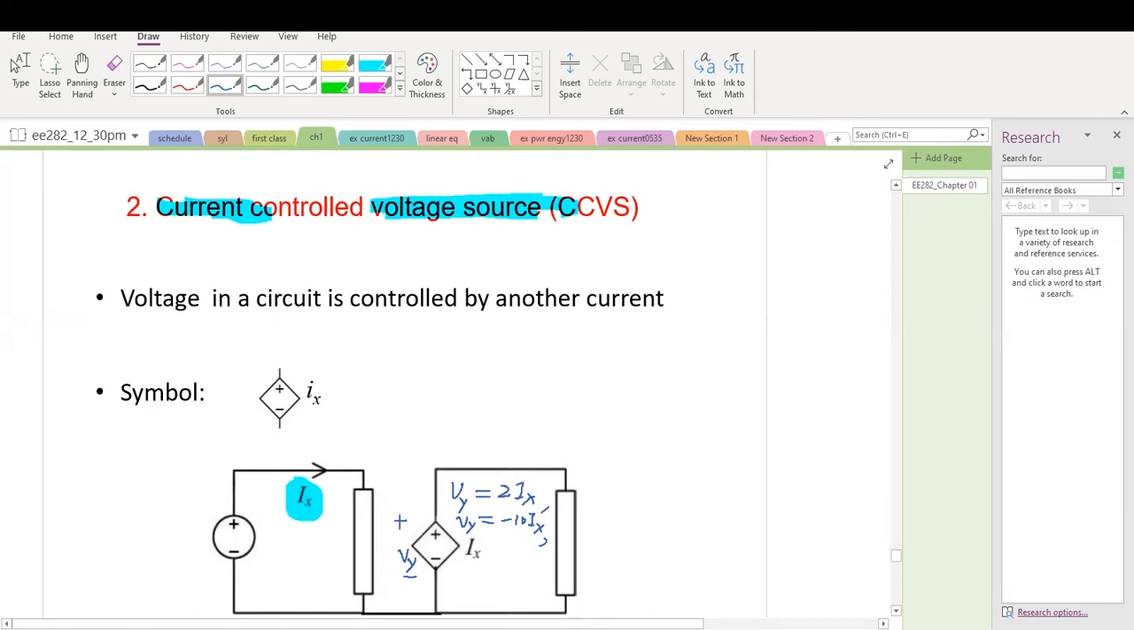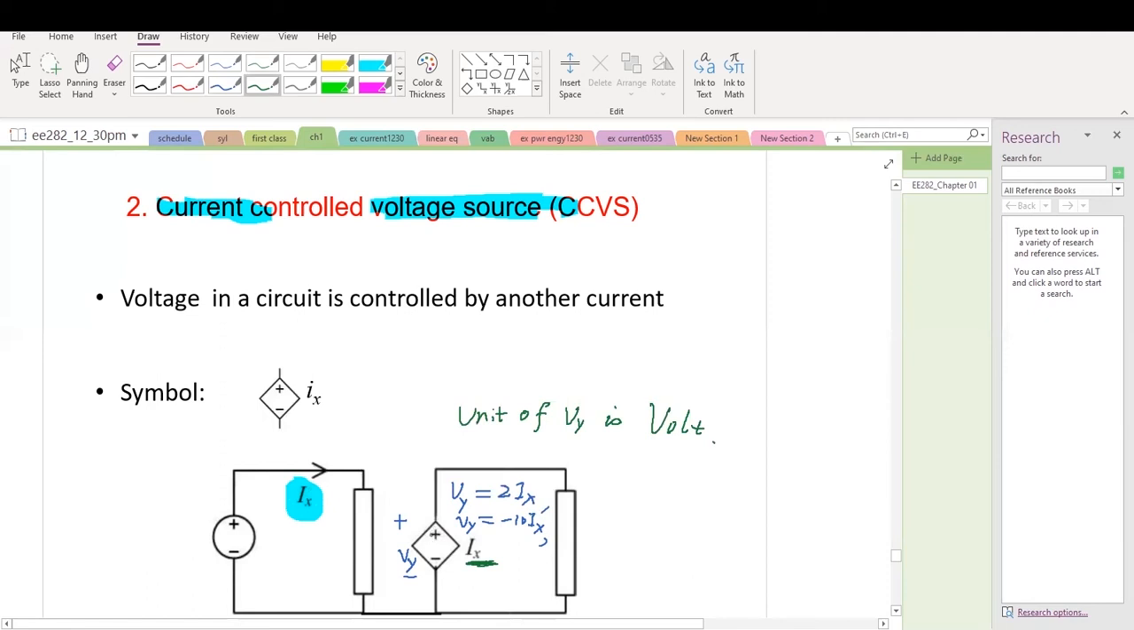Sometimes this notation is a little confusing. What's the unit? The unit of Vy, I'll write it down here, is volt. And then people will say, okay, because it's Ix, why is it not A? Why is the unit of this source current, because it's current controlled? So to understand this, it is a little confusing. This is a controlled source, okay?